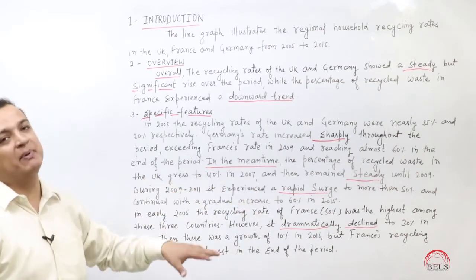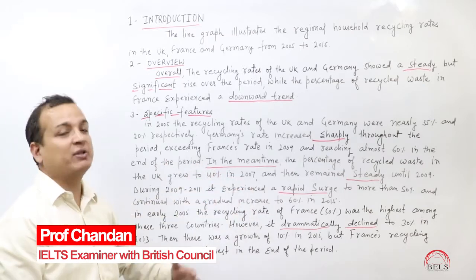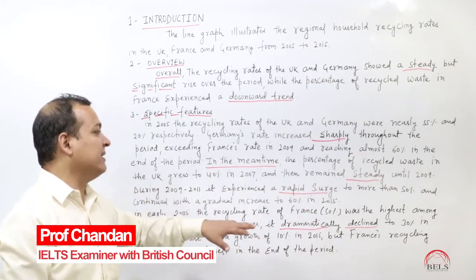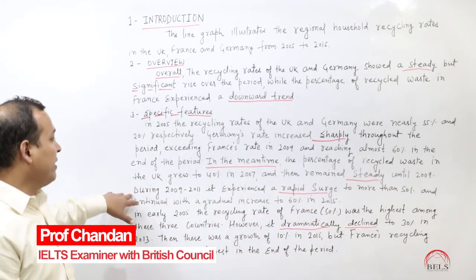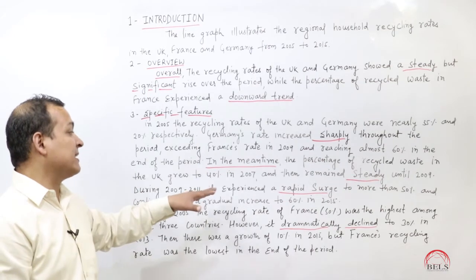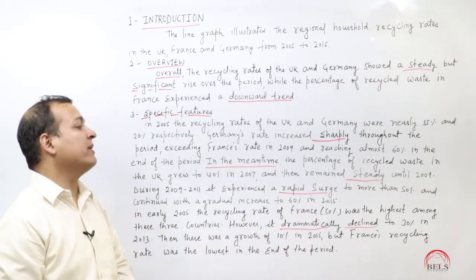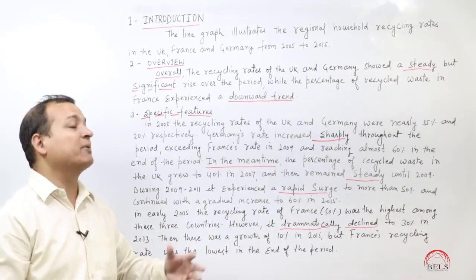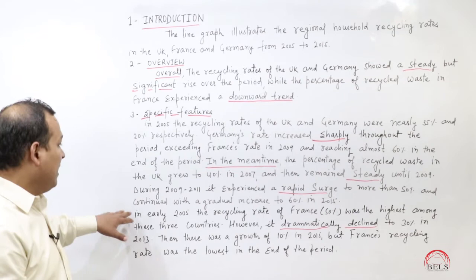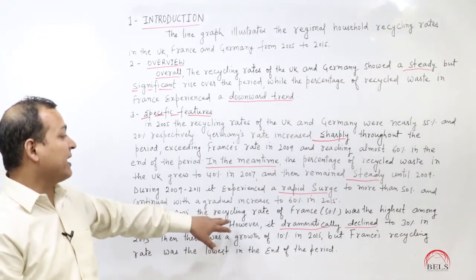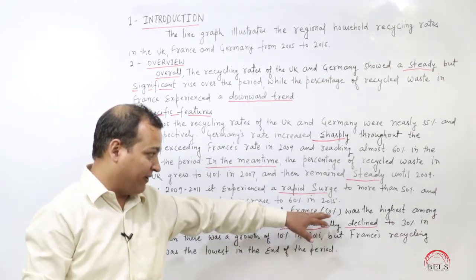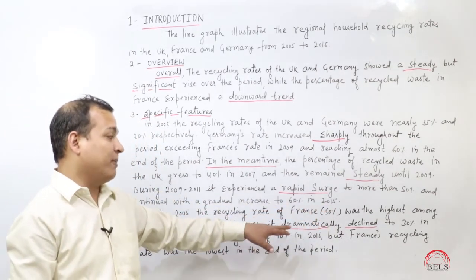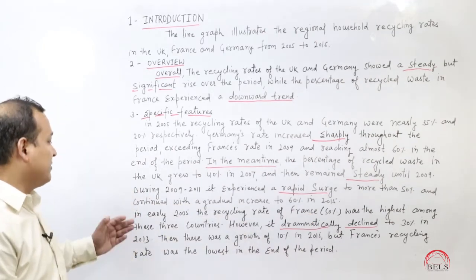I'm using the past tense because it's talking about a back date. That's the reason we have to convert that. And then it remained steady until 2009. During 2009 to 2011, it experienced a rapid surge to more than 50% and continued with a gradual increase to 60% in 2015. In early 2005, the recycling rate of France, 50% which I have highlighted, was the highest among these three countries. However, it dramatically declined to 30% in 2013.